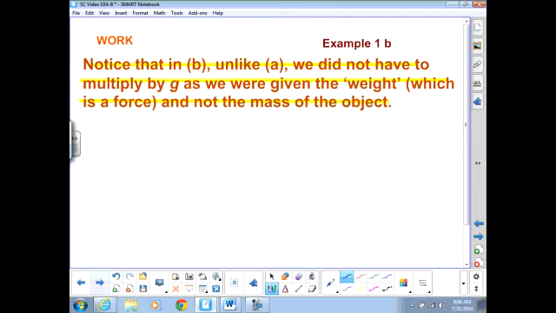It's important to note in the second part, we did not have to multiply by gravity because we're given the weight, which already includes gravity in it. It's a force, and it's not a mass. So a key thing is to know that when you're given pounds, that's already directly the force. You don't have to do a mass times an acceleration.